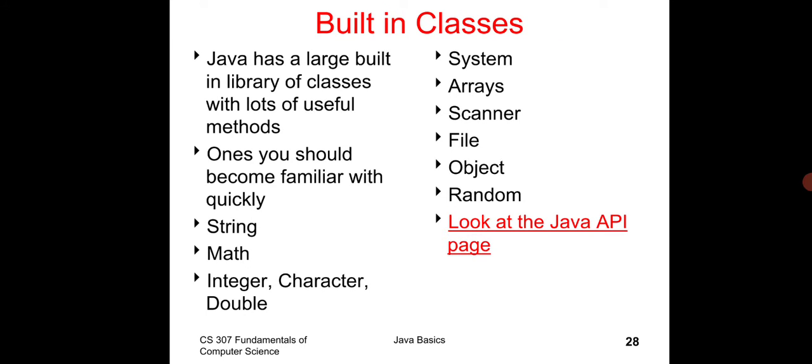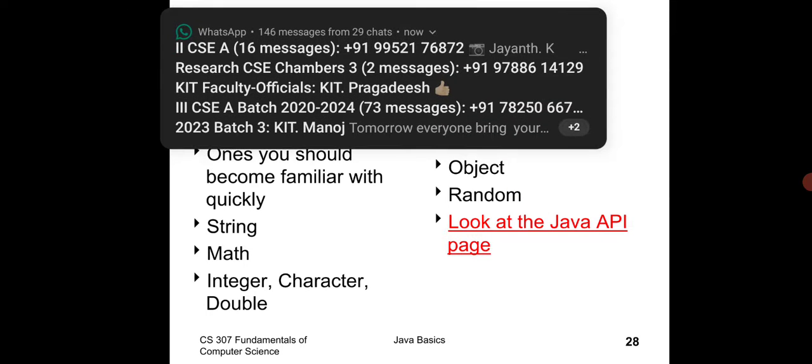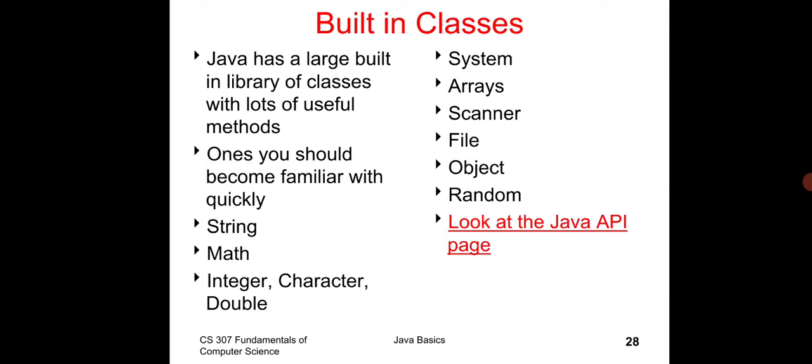Next, these are all the built-in classes. We have built-in classes like System, Array, Scanner. Scanner is used for getting values from the user. File can be used to create a file. We can create objects. Then the System class provides input output methods. Then we have built-in classes like Integer, Character, Double, Math, like that and all.